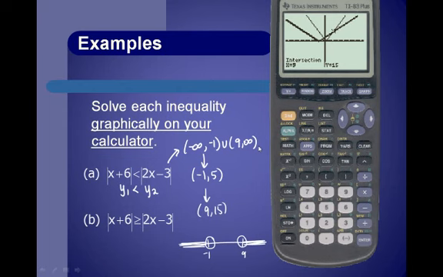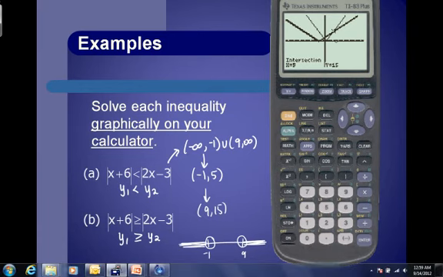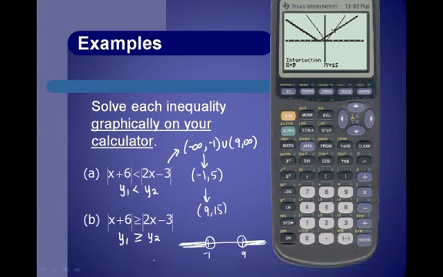For the second inequality, it's the absolute value of x plus 6 is greater than or equal to the absolute value of 2x minus 3. This time what we've got is y1 is above y2. Well, the only piece of the graph where y1 is above y2 is this little piece right here between -1 and 9. Now, because it's or equal to, that means it includes those points. So we are going to say that the solution is the interval from -1 to 9, including both endpoints.